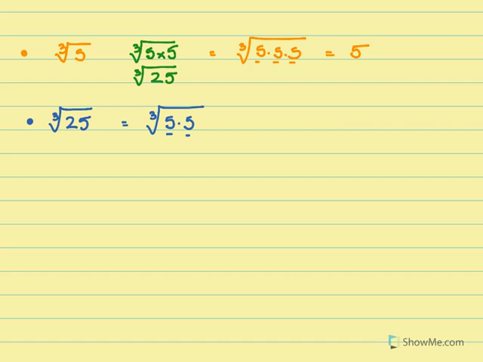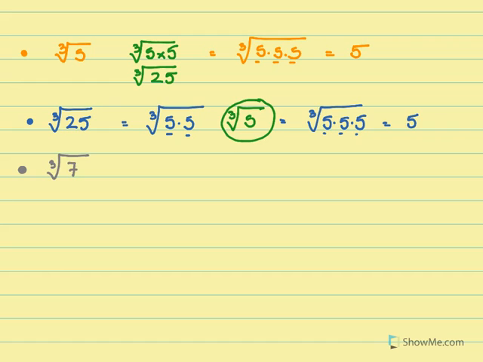I require 3 5s. I just have 2 here. So my rationalizing factor in this case will be cube root of just 5. So now I get cube root of 5, 5, 5, 3 5s, which is equal to 5. So here the rationalizing factor is cube root of 5.